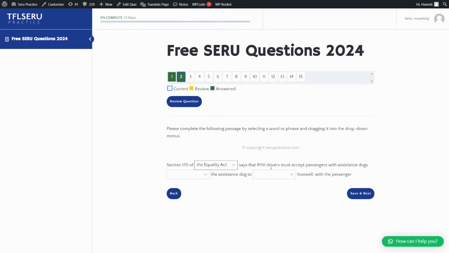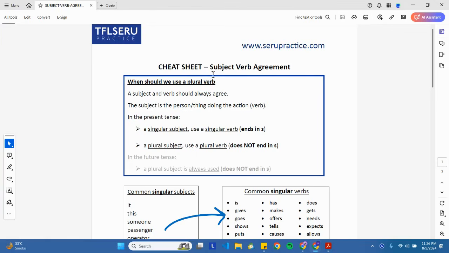It says that PHV drivers must accept passengers with assistance dogs and must allow or must allows. So what is the difference? When we have a plural noun, then the verb with it should also be plural. If you are not familiar with subject verb agreement, which is one of the basic rules in English grammar, you can refer to this cheat sheet.